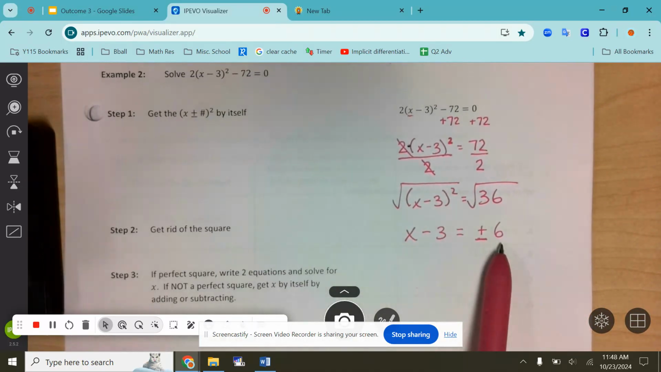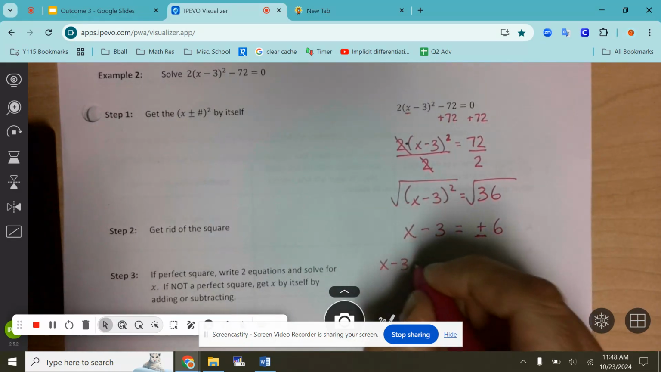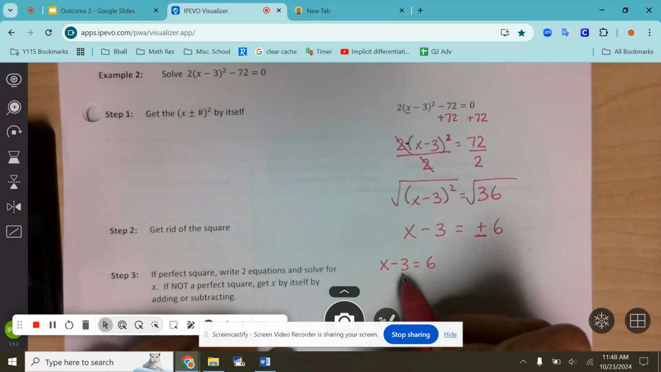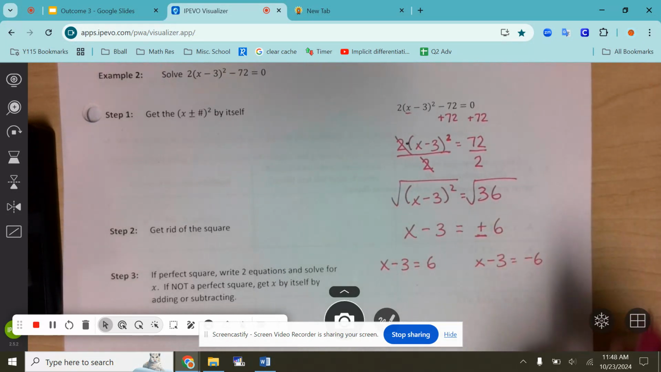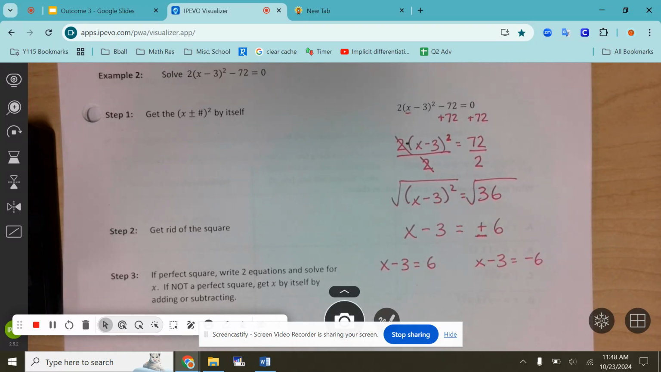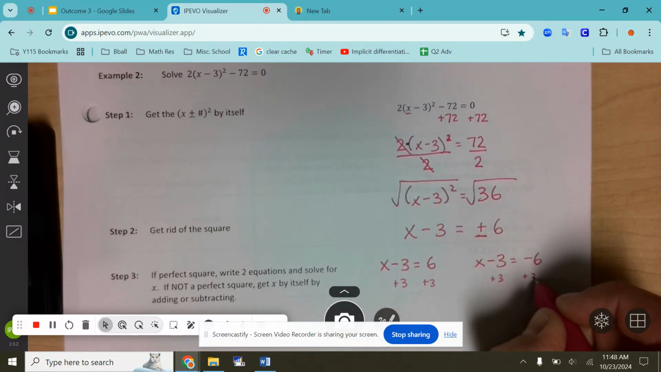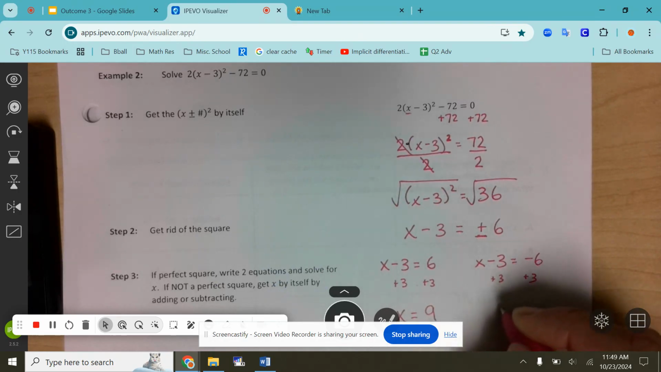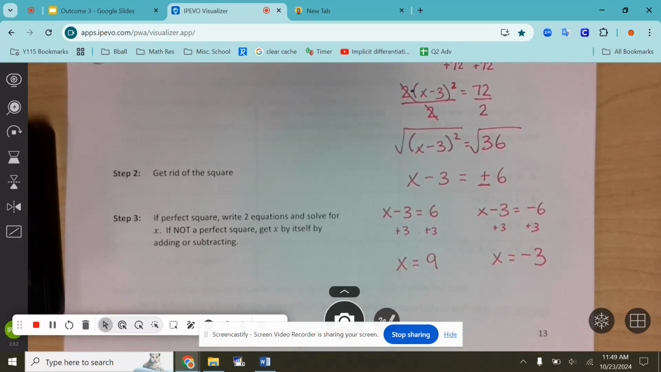All right. So since this worked out nicely, since 36 was a perfect square, I'm going to have 2 answers here from two different equations. My first equation is for the x being positive 6, and my second equation is for when x was negative 6. And now I'm going to solve like I normally would. If I want to get rid of minus 3, I'm going to add 3. And I get 9, and negative 6 plus 3 is negative 3. Oops, sorry about that. And that's your final answer.